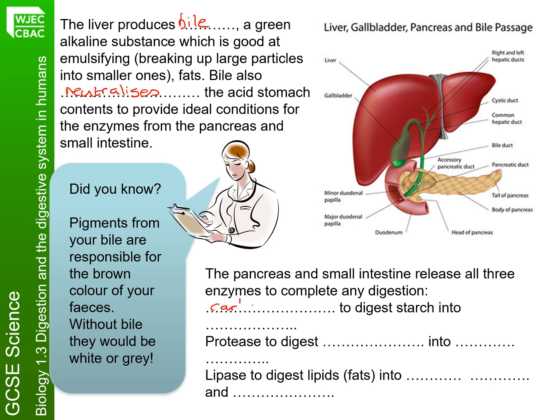Carbohydrase to digest starch into sugars. You could put amylase in that gap as well. Obviously, amylase is an example of a carbohydrase, so either answer there is fine. Protease to digest proteins into amino acids. And lipase to digest lipids or fats into fatty acids and glycerol.